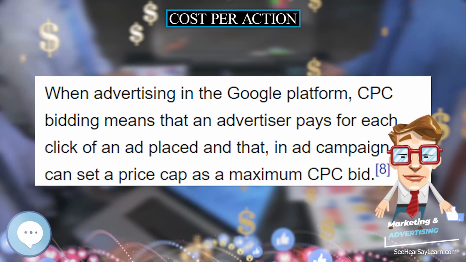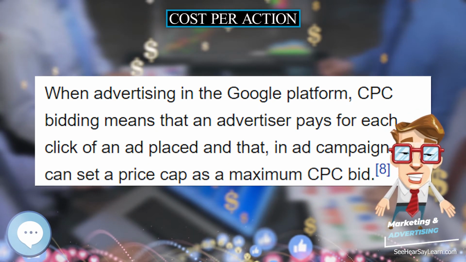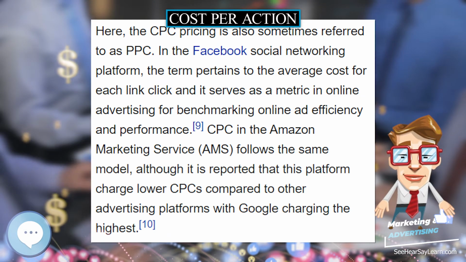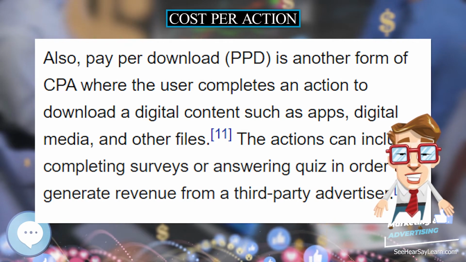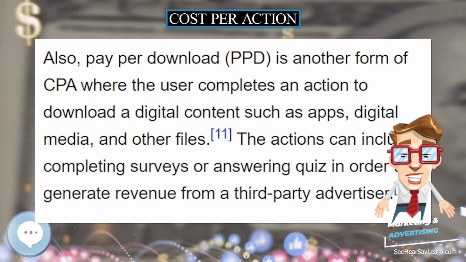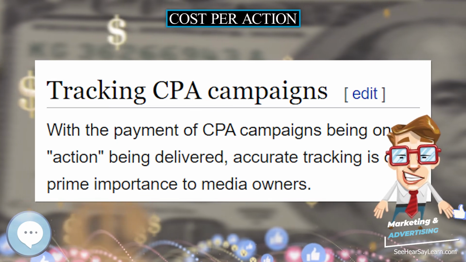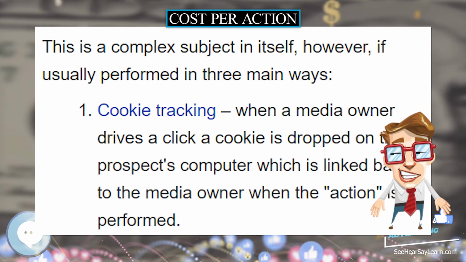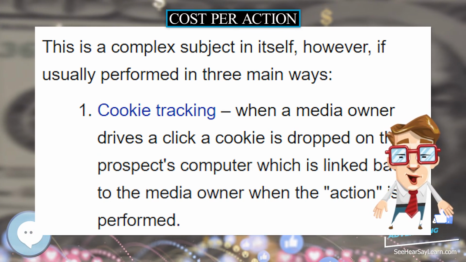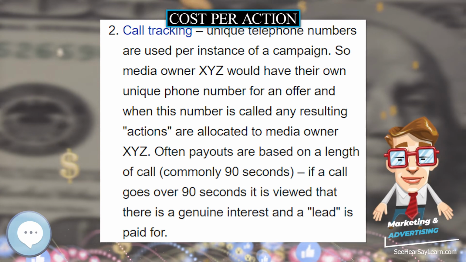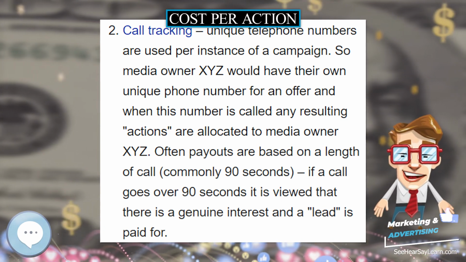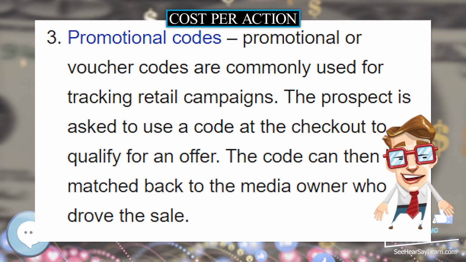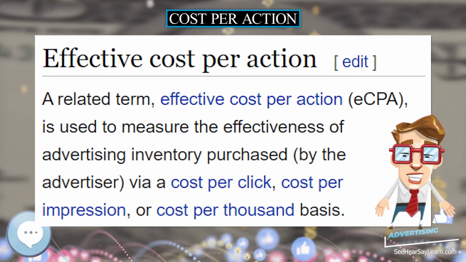Also, pay-per-download, PPD, is another form of CPA where the user completes an action to download digital content such as apps, digital media, and other files. The actions can include completing surveys or answering quizzes in order to generate revenue from a third-party advertiser. Tracking CPA campaigns. With the payment of CPA campaigns being on an action being delivered, accurate tracking is of prime importance to media owners. This is a complex subject in itself, however, it is usually performed in three main ways.